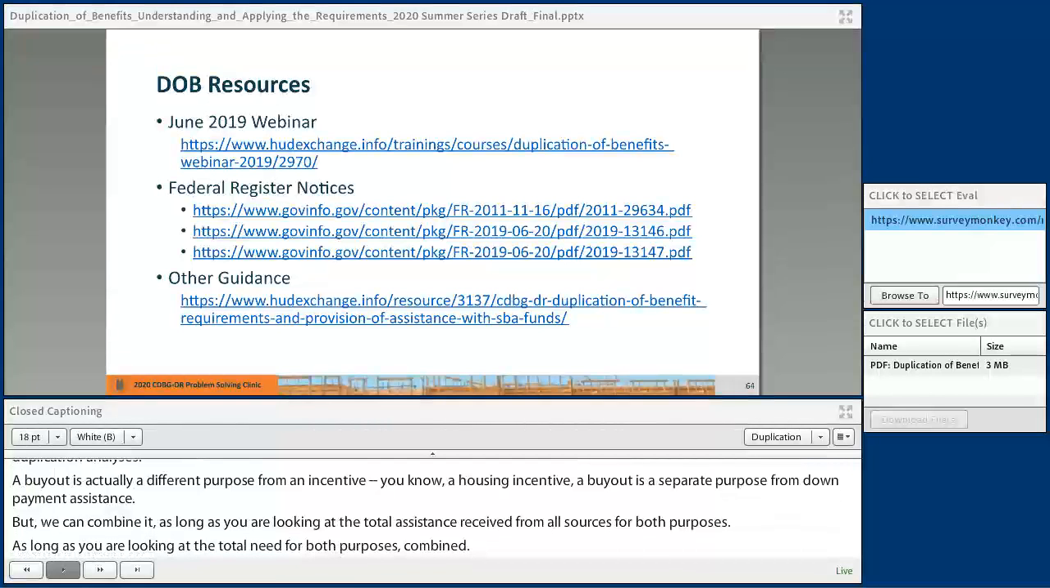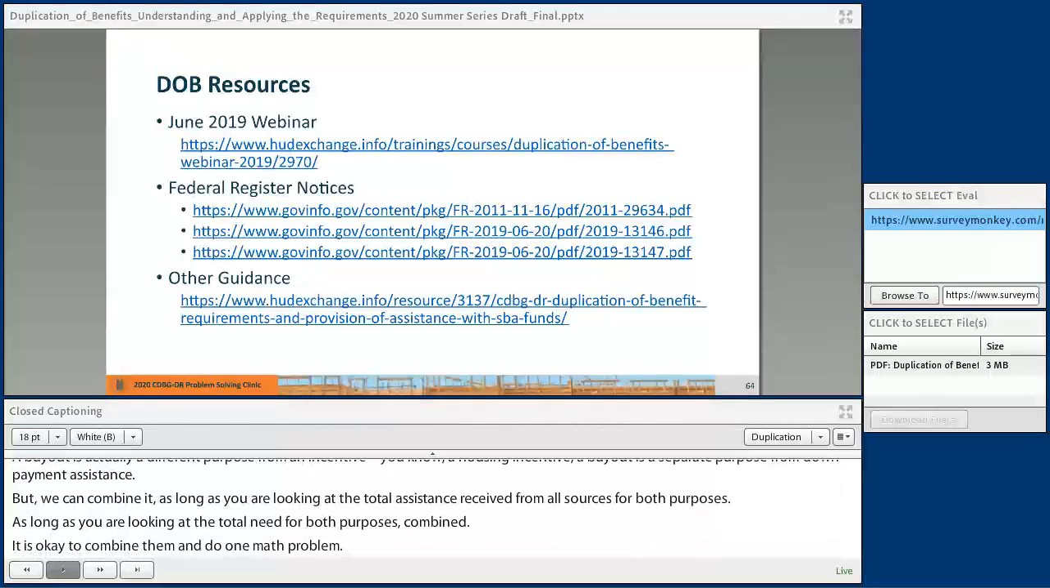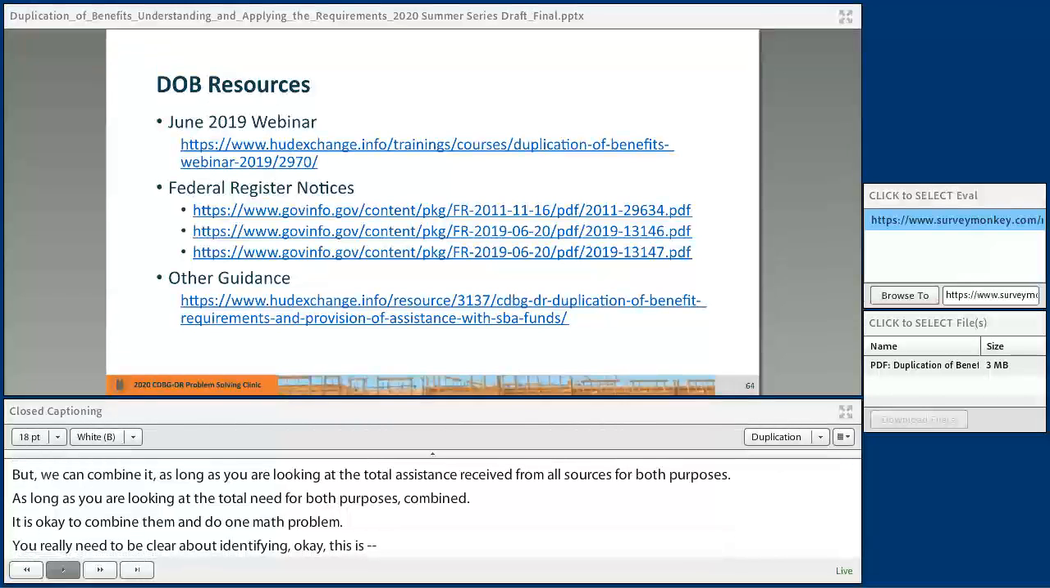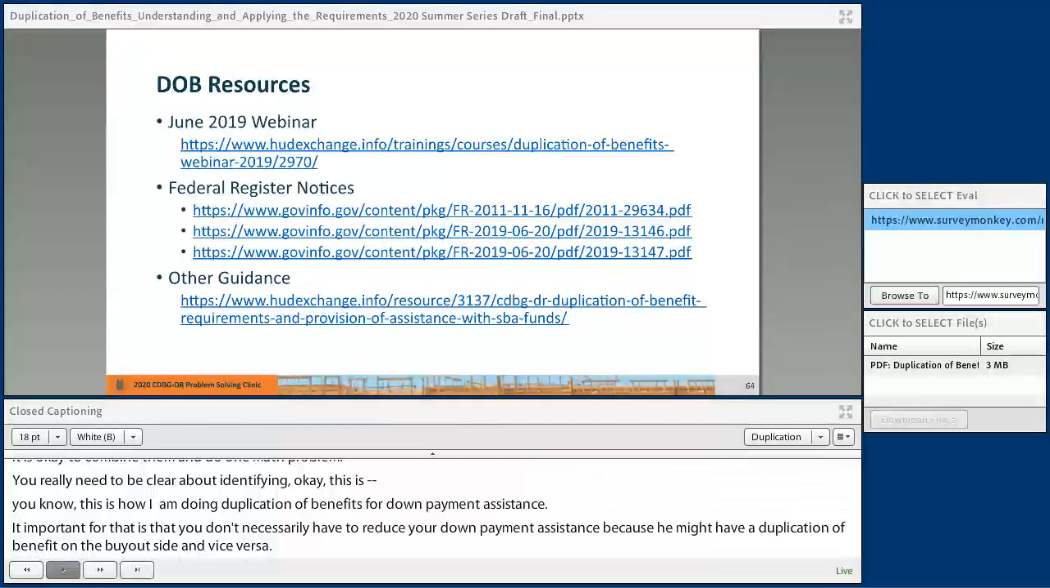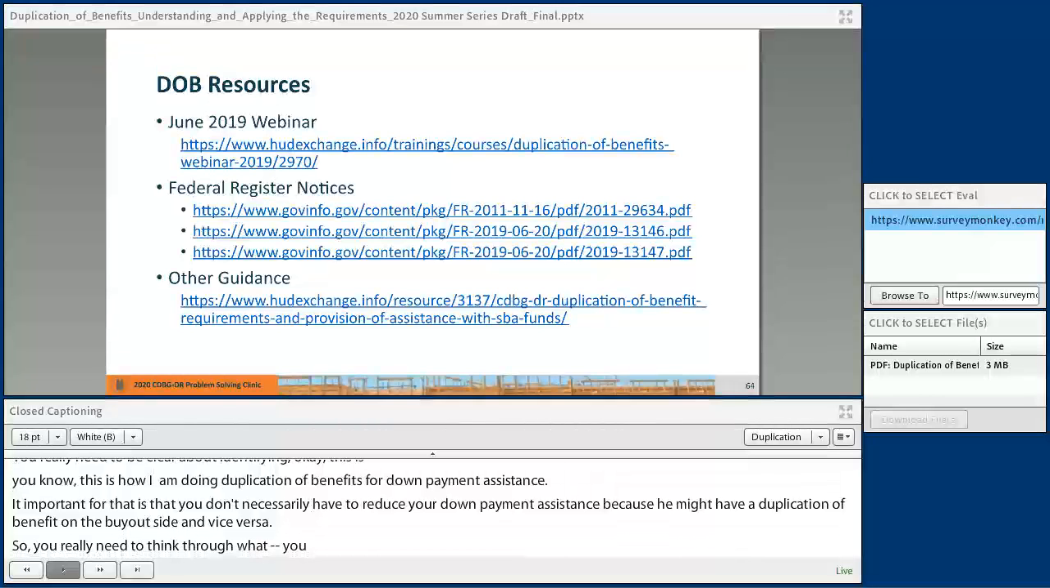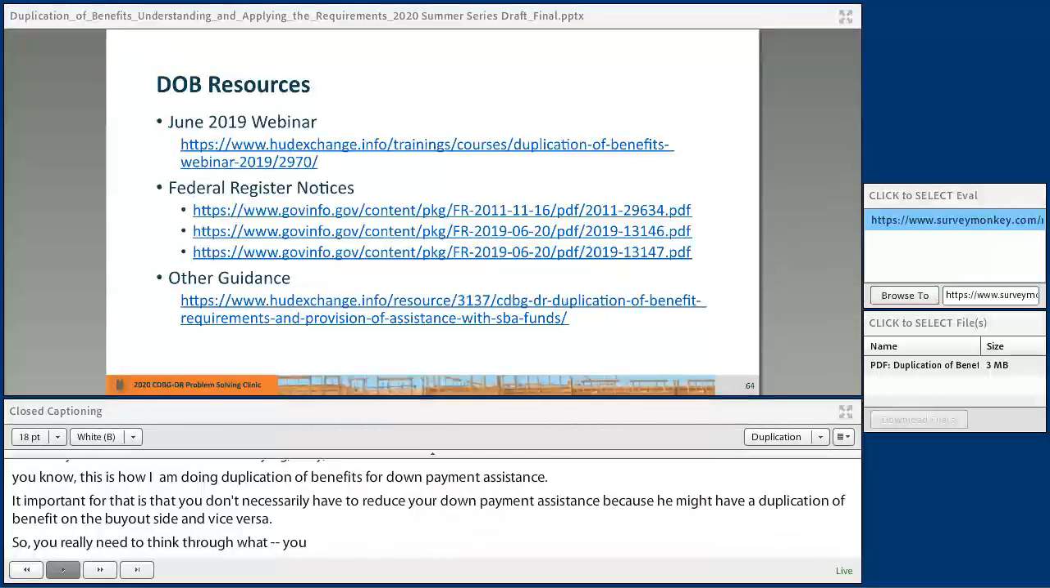okay, this is how I'm doing duplication of benefits for down payment assistance. And the importance for that is that you don't necessarily have to reduce your down payment assistance because you might have a duplication of benefit on the buyout side and vice versa. And so you really need to think through what purposes you are meeting with the assistance that you're providing. And if you can think of them as separate awards, even though you're doing the analysis all together, I think that's helpful.